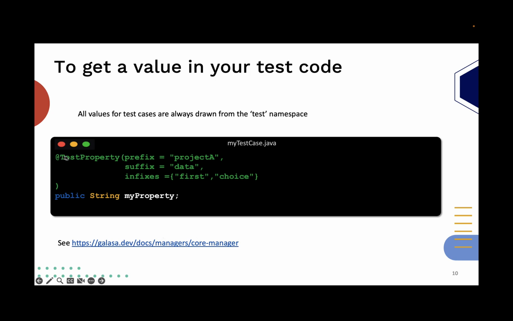Anyway, so you put this in your test case, run your test, and Galasa will inject the value into your variable, my property in this case. It's supplied by the core manager. You can go and look up to see more about the annotation. But another important thing to remember is that all the test properties are in the test namespace. So if you're setting up a property, make sure it's in the test namespace if the test is going to draw on it.